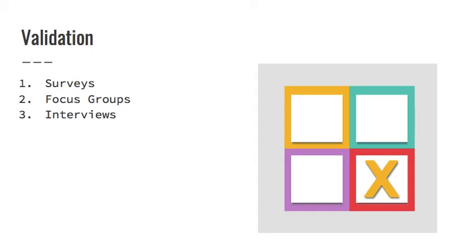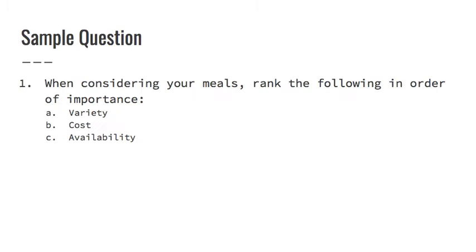So say I want to start with a survey. Ideally, I'd want to create about 5 questions. That way it's not too long and people will not struggle to fill it out. So this is a sample question. Remember, the goal of surveys is to get as much information as we can from the user without asking them leading questions. So for example, when considering your meals, rank the following in order of importance: variety, cost, or availability.